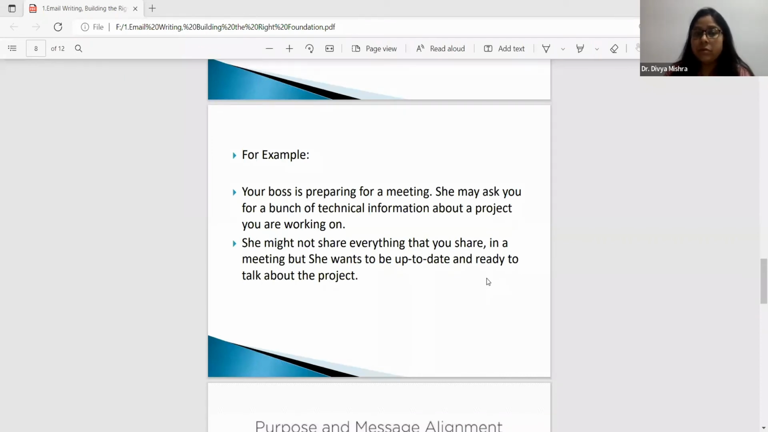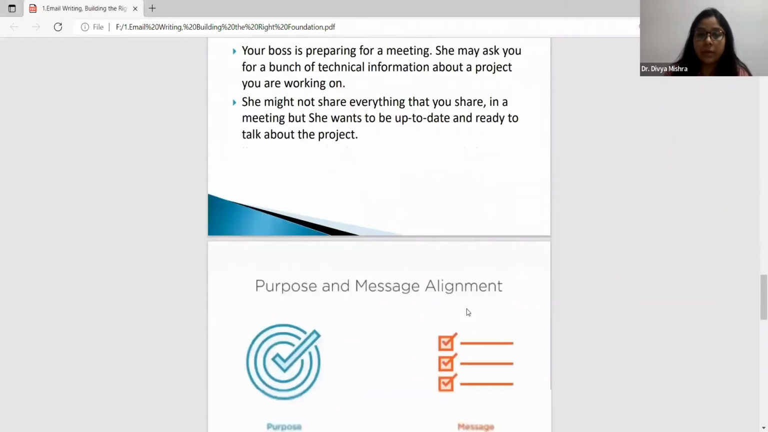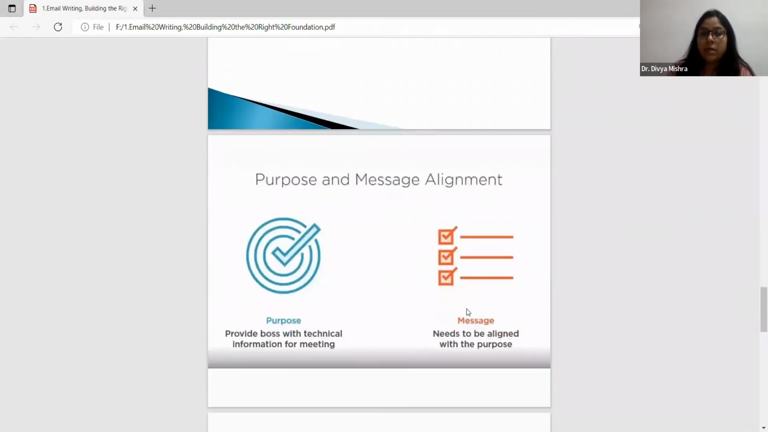So how will you start writing this email? You have to send technical information to your boss related to a project. So then you need to be very attentive while sending this email. Purpose and message alignment, you can see here. What is the purpose? Provide boss with technical information for meeting. This is the purpose of email writing.